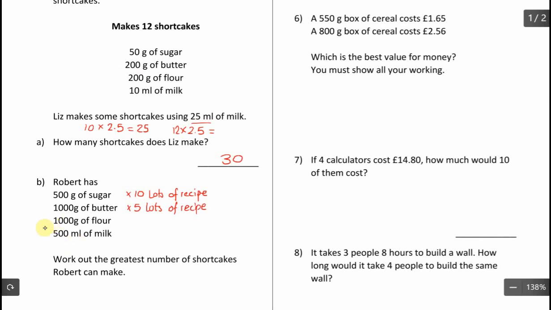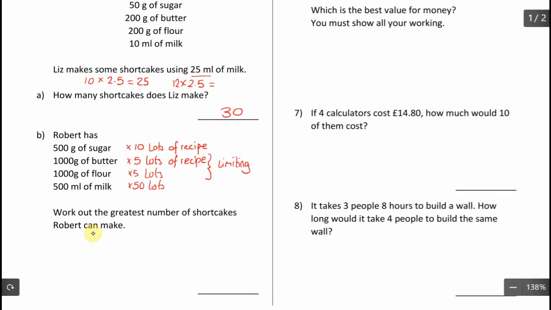Again, same for the flour, he's got 1,000 grams or a kilogram, it only needs 200 grams, so 5 lots. And milk, he only needs 10, but he's got 500, so that would allow him to make 50 lots. But the limiting ingredients are these ones. So you can only make 5 lots of the recipe, so 5 lots of 12 shortcakes is 60.